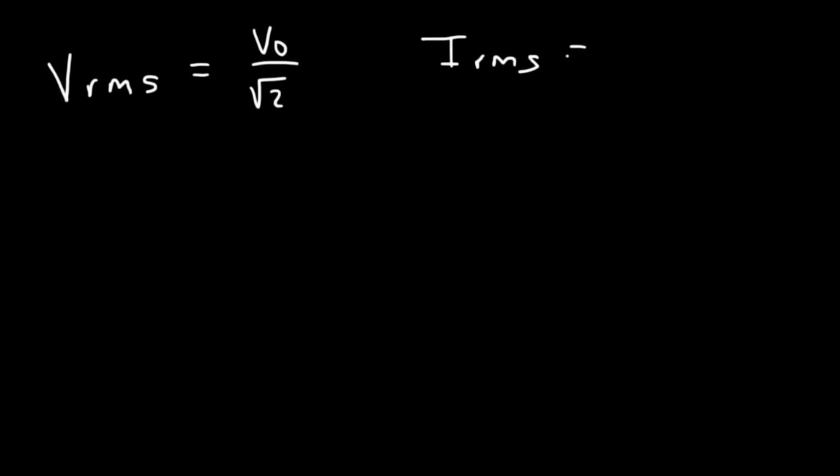In this video, we're going to talk about AC circuits and impedance. So the first thing you need to know is that the RMS voltage is equal to the peak voltage divided by the square root of 2. And RMS current is equal to the peak current divided by root 2.